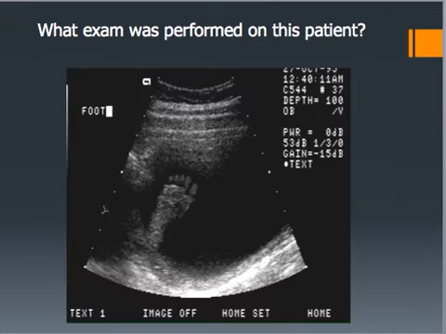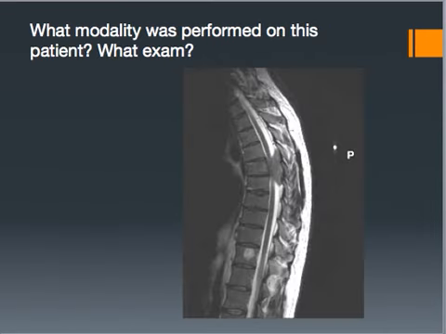What exam was performed on this patient? This is an ultrasound, an OB ultrasound, so you can see the foot. And sometimes if you just look at the image, it'll give you the detail. Right here it says it's an OB ultrasound, and this is telling you that there's a foot on the image. What modality was performed on this patient, and what exam? So this is a MRI of the spine. And actually they've got two spots here. There's one right here and one right here, two little masses.